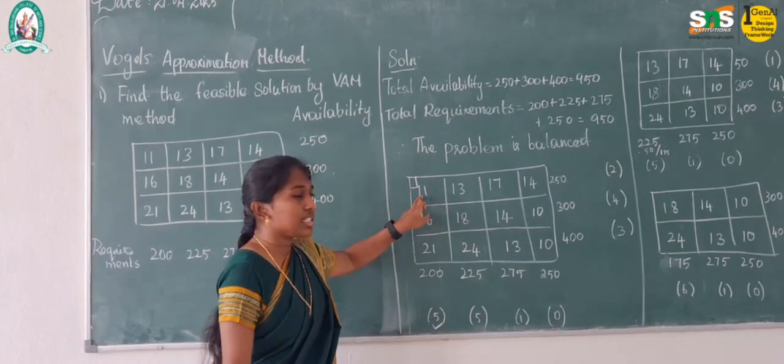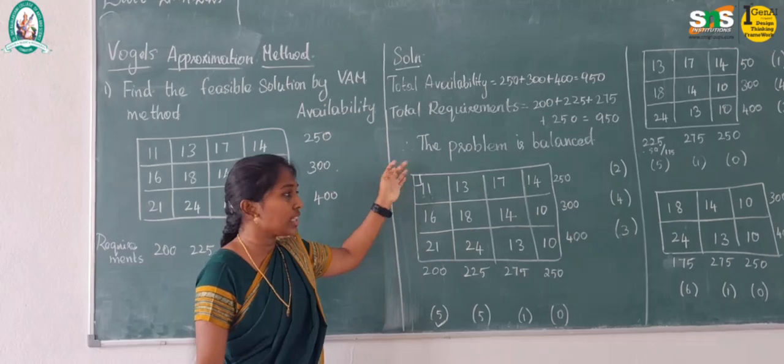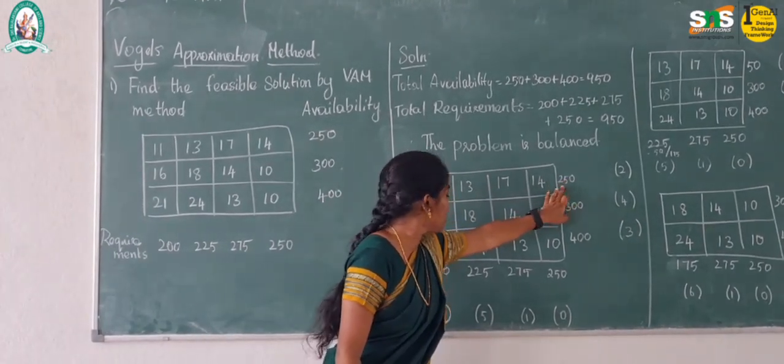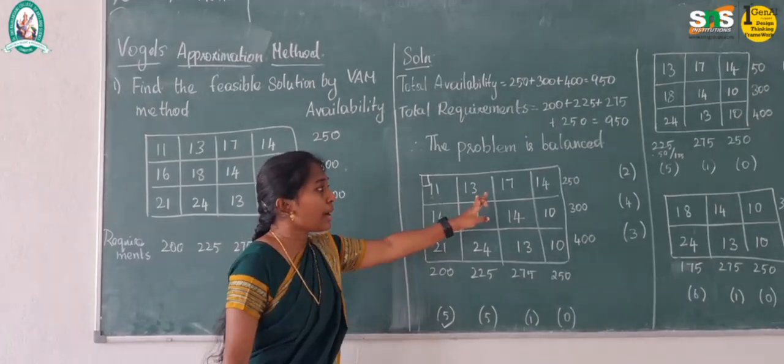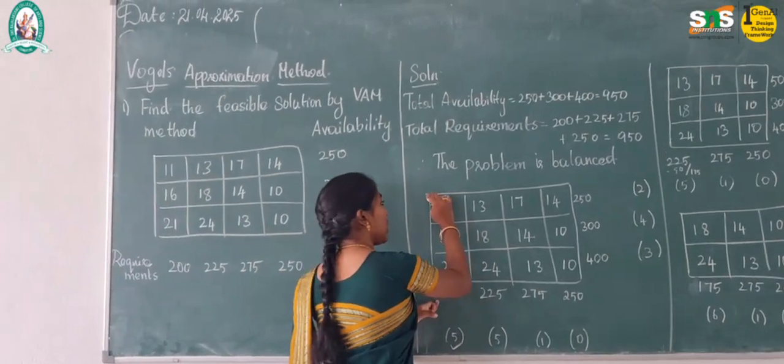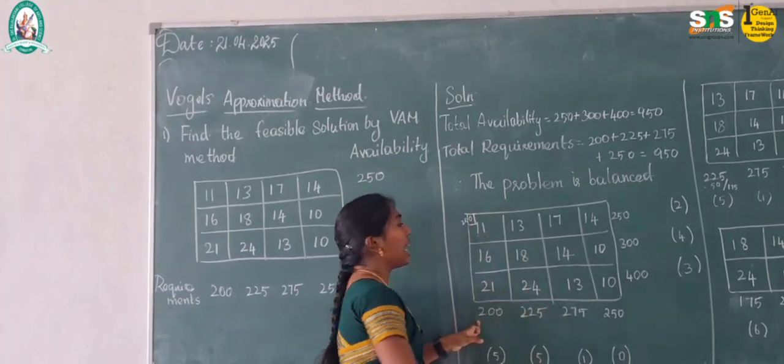So next we are going to do the same step which we did in the previous problem also, that is, we have to compare the two numbers, 250 and 200. Comparing those 250 and 200, the smallest number is 200. So we are going to allocate those 200 in the allocated cell.